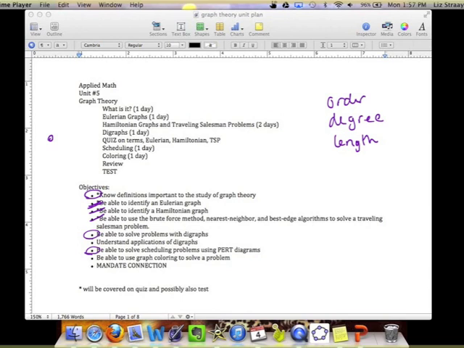Scheduling. Scheduling will be there. You should be able to make a PERT diagram. So the PERT diagrams, get my screen to move. The PERT diagrams are where we say we begin with a time of 0.